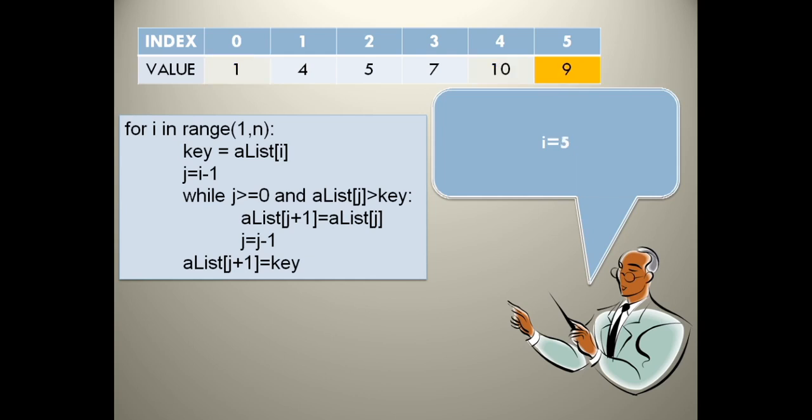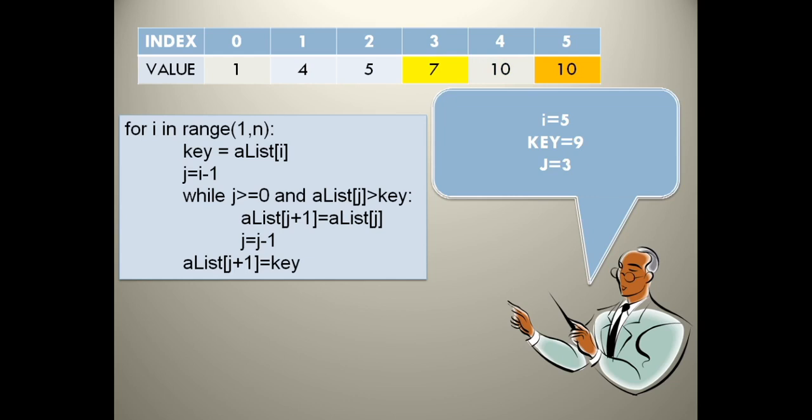Let us check that one also. When I is 5, what will happen now? Of course 5 is less than 6. Therefore it continues. I is 5. 9 is copied in key. Okay, J becomes 4. 4 is greater than 0, and A of 4, that is 10, is greater than 9. True. Therefore A of 4 will be copied in A of 5.